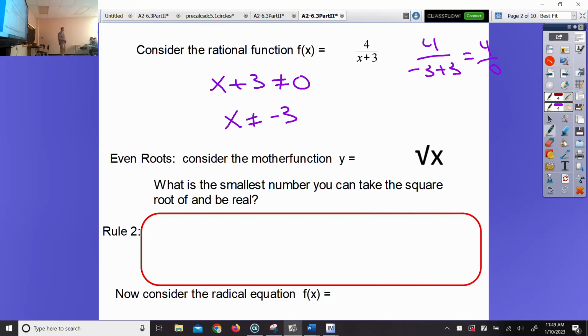So there's an even root, square root of x. You agree it's even? All right. What's the smallest thing you can take the square root of and be a real number? You can do better than 4. You can do better than 1. Square root of 4 is what? Square root of 1 is what? 0. The smallest thing you can take the square root of is 0. The square root of 0 is 0, and 0 is a real number.